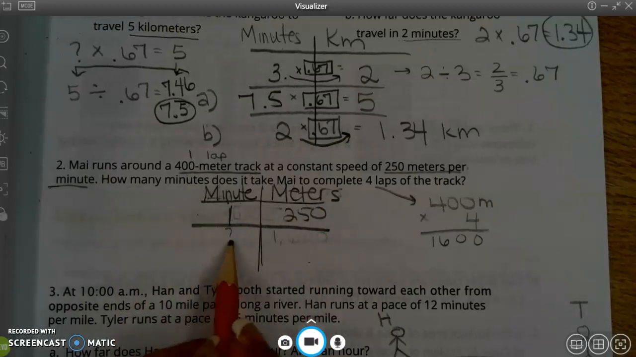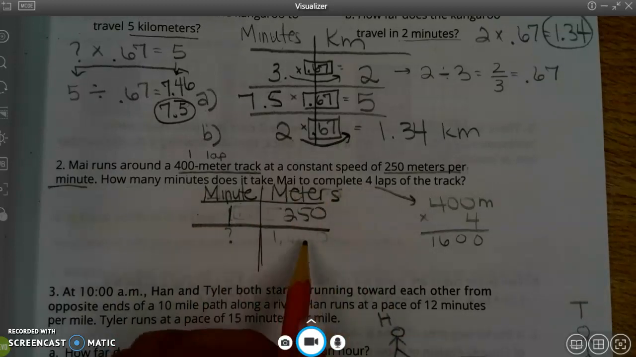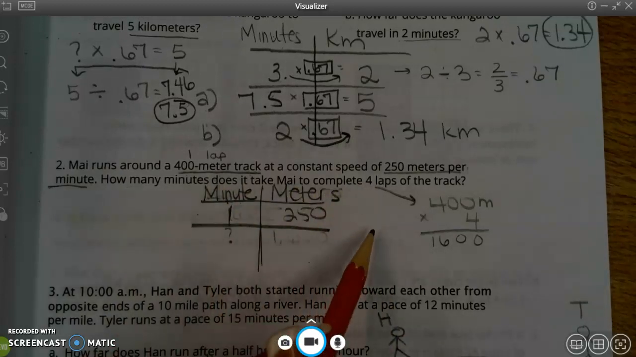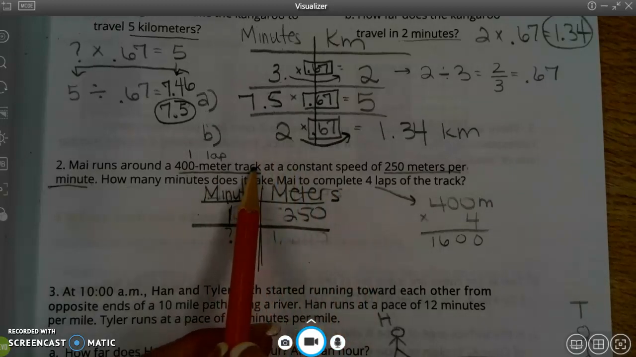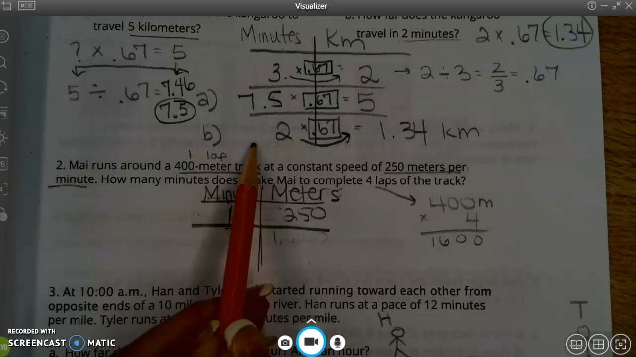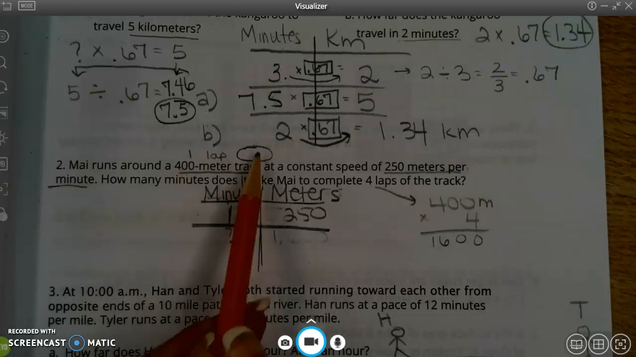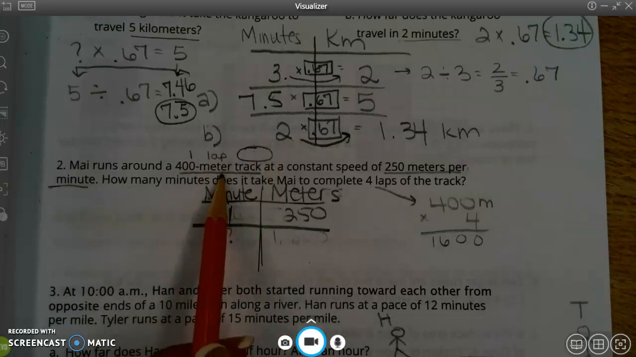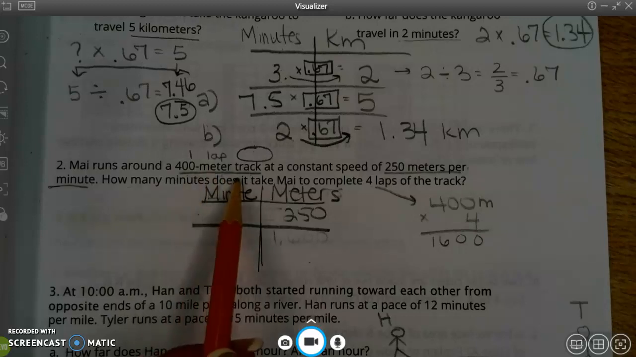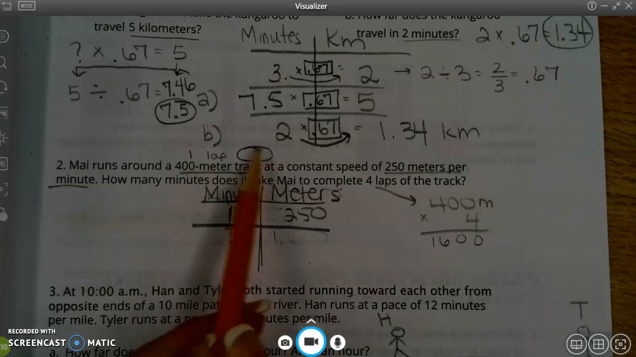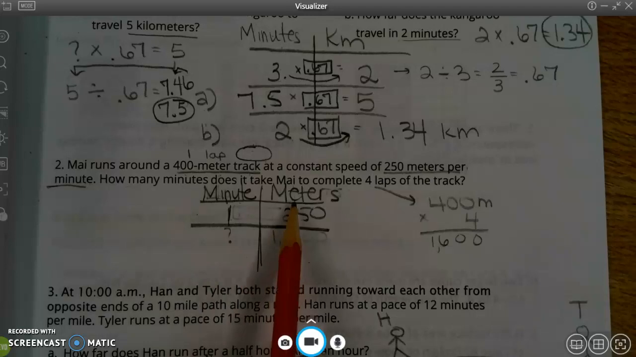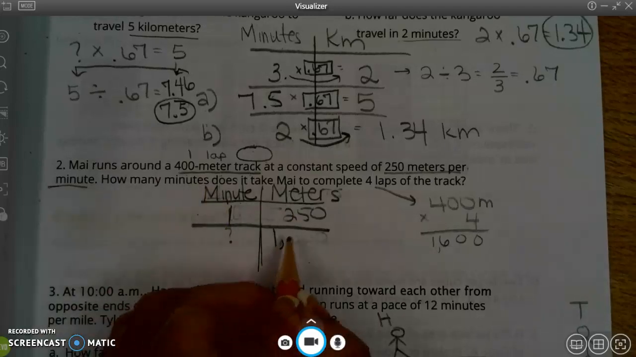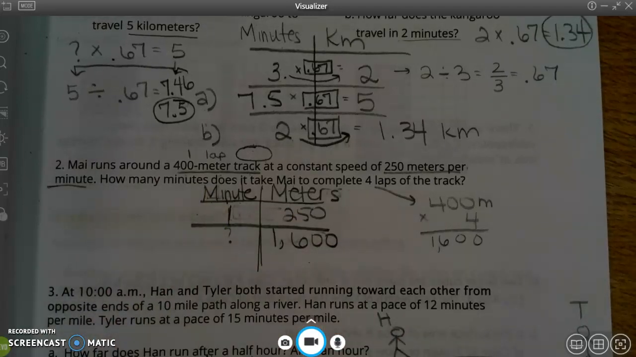How many minutes does it take for May to complete 4 laps? The information given to me was not in laps, but a track would be, like if you think about the track at our school, 1 lap around would be 400 meters if the track is 400 meters altogether. So 4 laps would be 400 meters 4 times, which is 1,600. So on my table, I'm going to complete this by putting 1,600 meters.